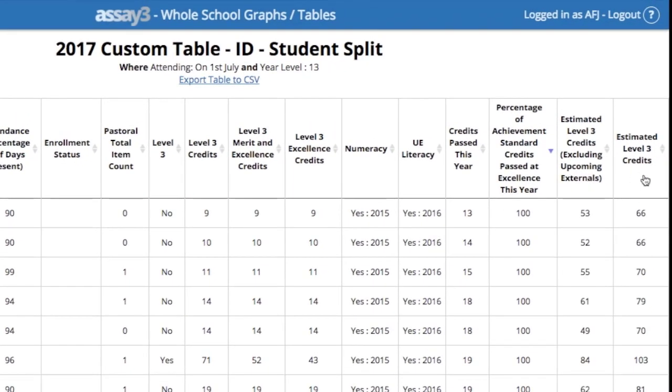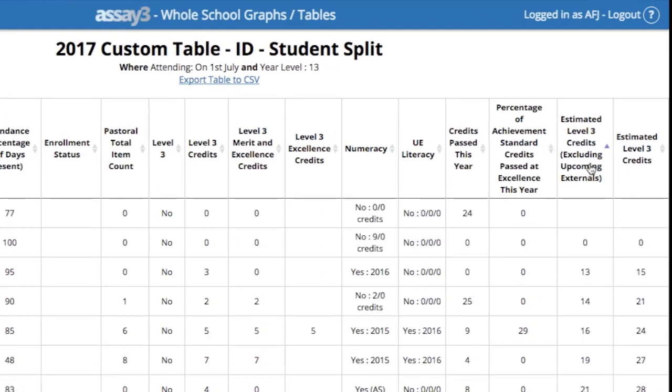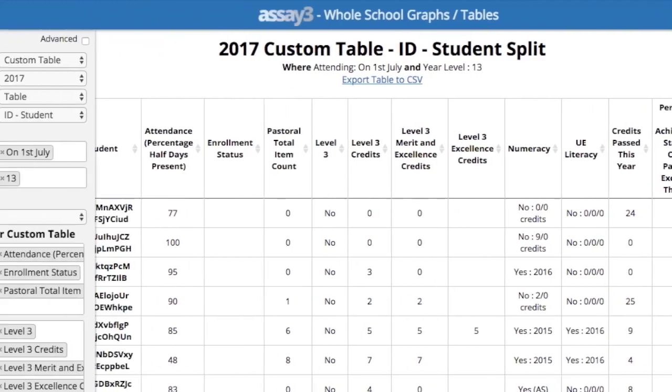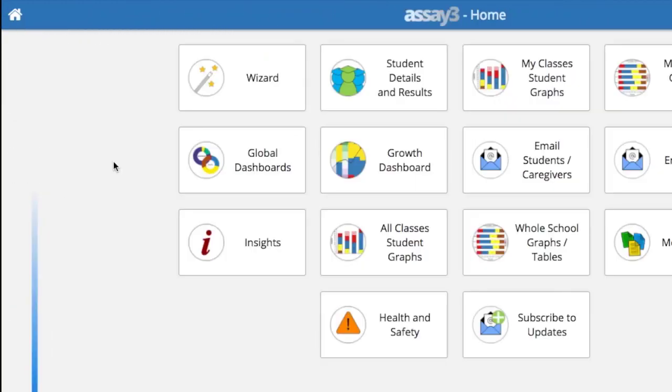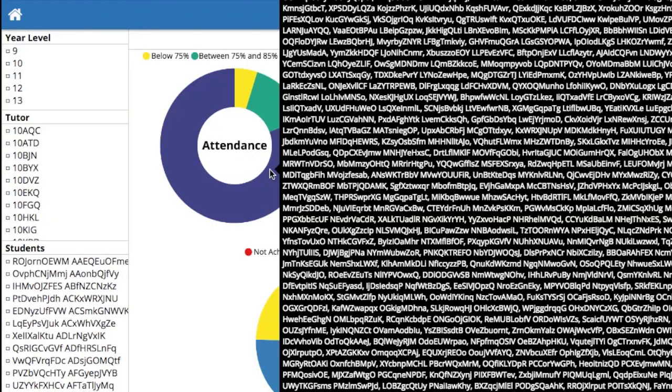What this allows us to do is really easily get a benchmark of which students, if they continue at their current rate of performance, aren't going to meet the criteria to get level 3. If we come back to the home, the other thing that can be useful is these global dashboards.